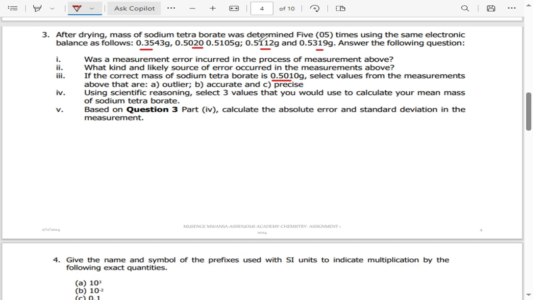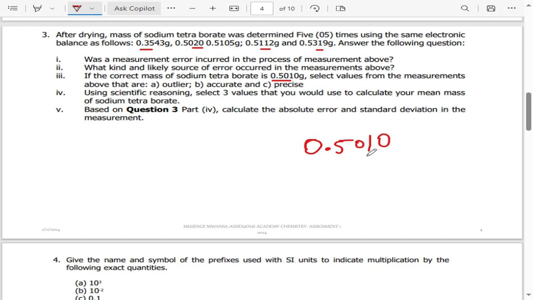Okay. So if you look at these values, 0.5010 is the true value. Which number is very close to 0.501? So this is 0.502, 0.51, 0.511, 0.5. Okay, let me first write the true value, 0.501.